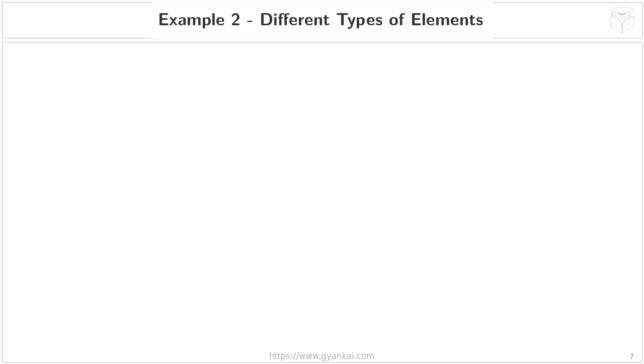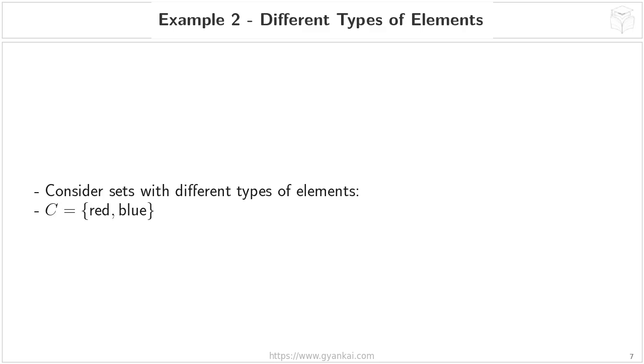Example 2, Different types of elements. So let's move on to our next example. As you've seen in the previous slides, finding the Cartesian product is all about systematically creating ordered pairs. Now, we're going to slightly change things up to show you that the elements within our sets don't have to be numbers. This slide introduces 2 new sets, C and D.